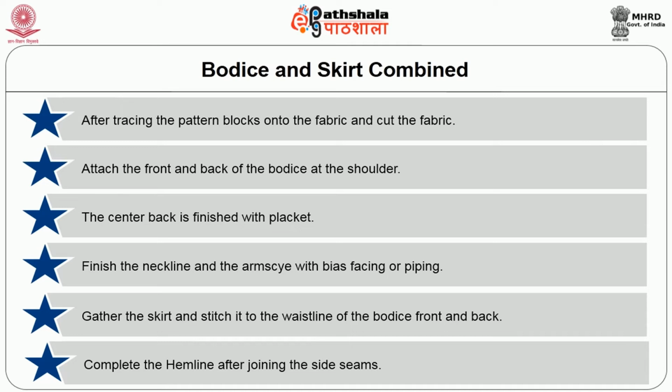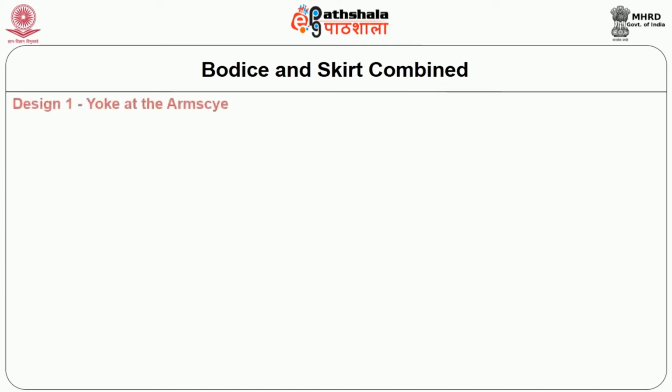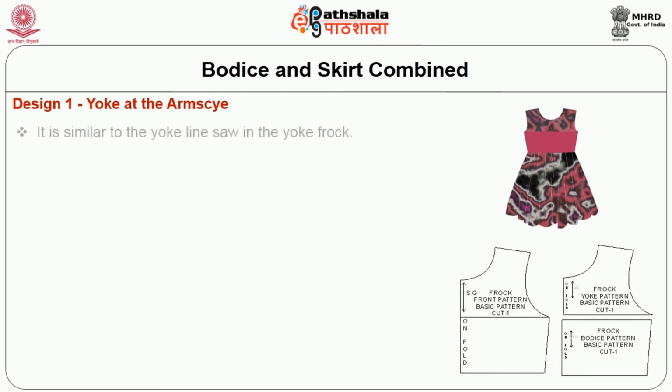The skirt has to be gathered and the gathered skirt has to be neatly attached to the waistline of the bodice front and the back. The hemline has to be folded and stitched after the side seams are joined. What we saw now is the plain bodice. We will now apply yoke designs to the bodice block. I am going to teach you three types of yoke designs.